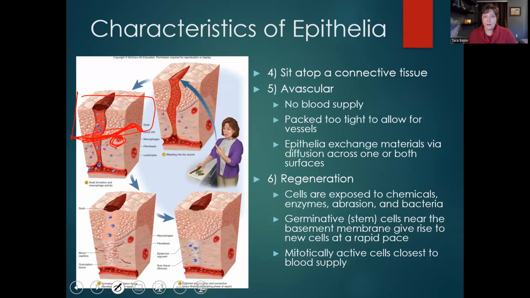The stomach lining, you have a stomach lining. That stomach lining is dying every 24 hours. It's getting eaten up by acid. It's getting roughed up by the food that you put into it. And so it has to be replaced really, really quickly. And so epithelial cells regenerate really, really quickly. There are stem cells that lay along the basement membrane, and they go through mitosis really, really quickly to replace the cells that have been lost.